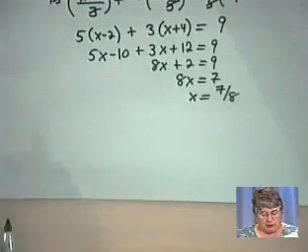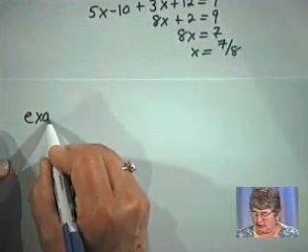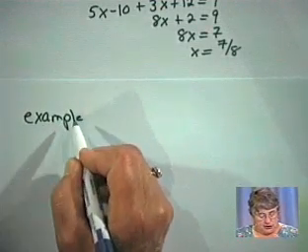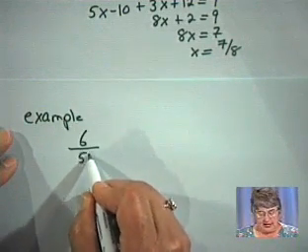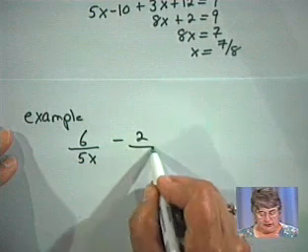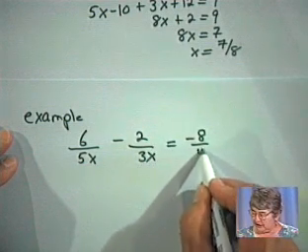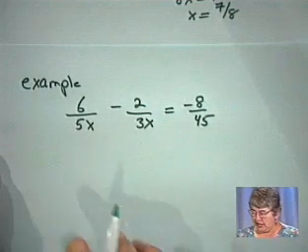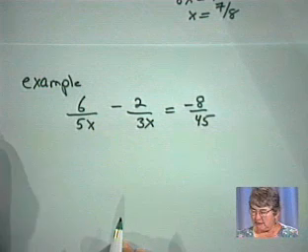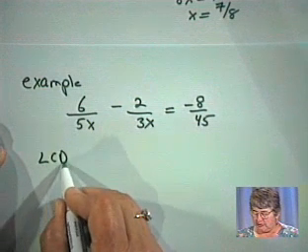So let's take an example with rational expressions. Suppose we have 6 over 5x minus 2 over 3x equals a minus 8 over 45. We're going to find the lowest common denominator. Factor each of the denominators and find the LCD.